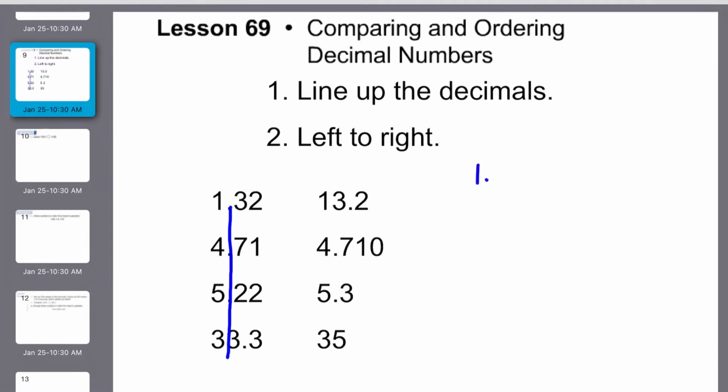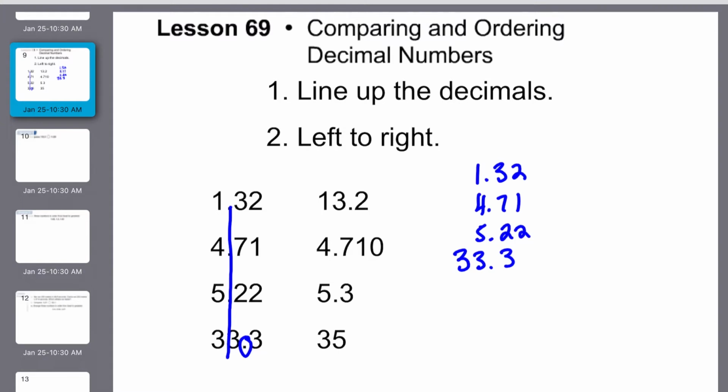So I'd have 1.32, 4.71, 5.22, and then 33.3. Make sure the decimal spots are all lined up there. And then it's easy to determine the order of those numbers, or which is largest.